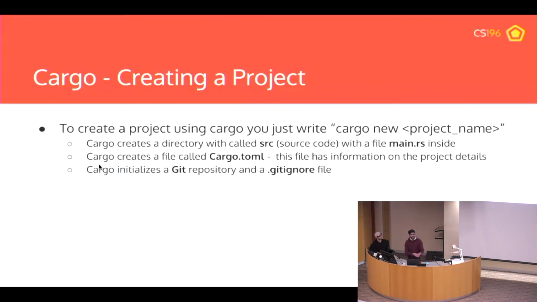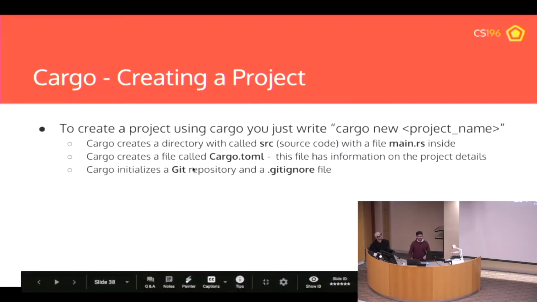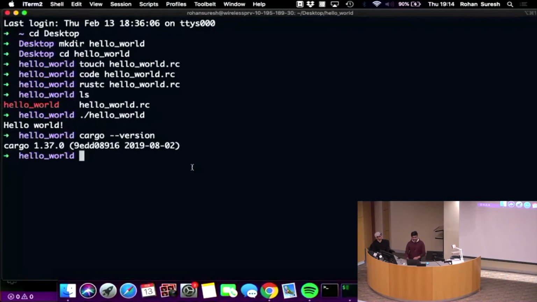So how do we create a project in Cargo? All we have to do is write cargo new and then give it a project name. This will create a directory which will have 3 things inside it. It'll firstly have a source directory, inside which we'll have our main file, the file that we write all our code in. We'll also have cargo.toml, and this file is general information on the project details. And finally, it'll also initialize a Git repository and a .gitignore so that we can push our code to Git from inside the current directory.